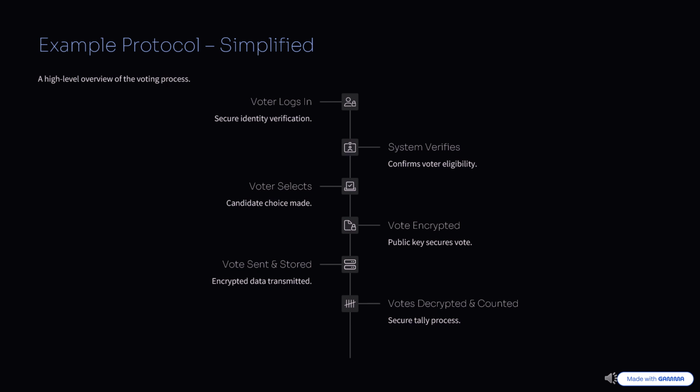After that, the encrypted vote is transmitted and securely stored. And last, after the election ends, the votes are decrypted using the private key and counted. So, throughout this process, the system ensures that no one, not even the administrator, can link a vote back to the person.